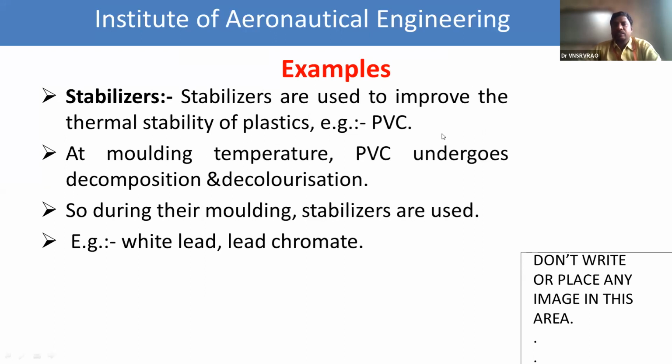And the next external ingredient is stabilizers. Stabilizers are used to improve the thermal stability of the plastics. For example, polyvinyl chloride, PVC. At molding temperature, PVC undergoes decomposition and decolorization. So during molding, stabilizers are used. Examples are white lead and lead chromate. So first of all, we see that stabilizers are used to improve the thermal stability of the plastic.